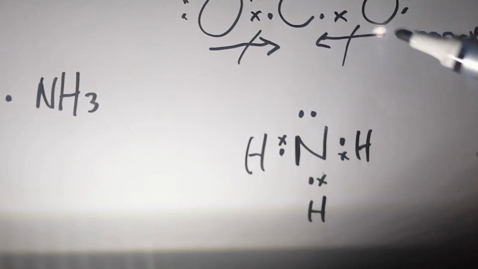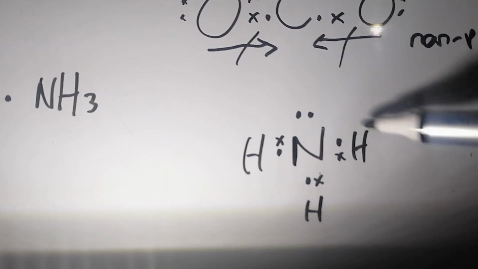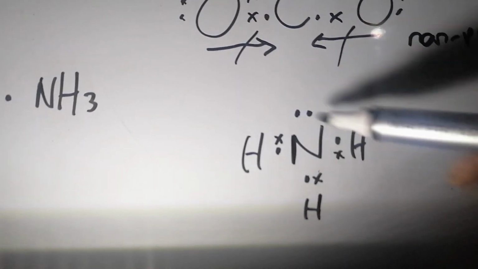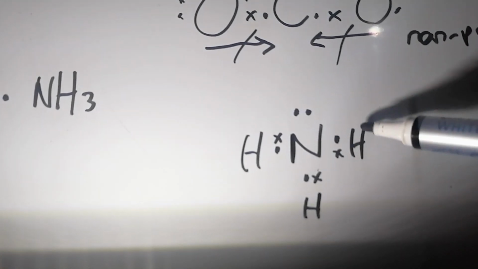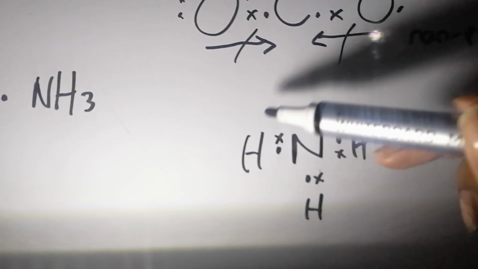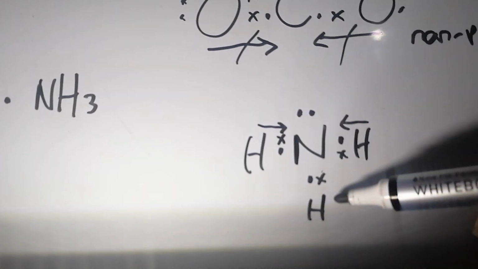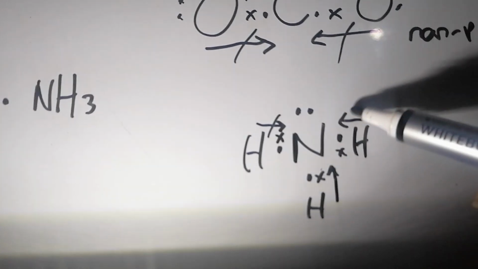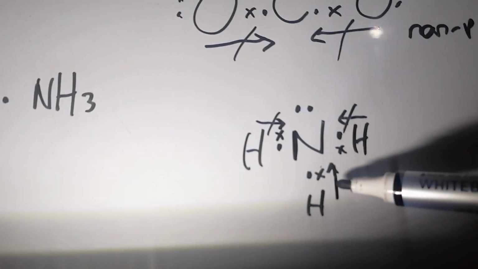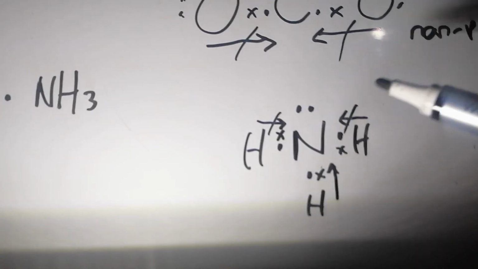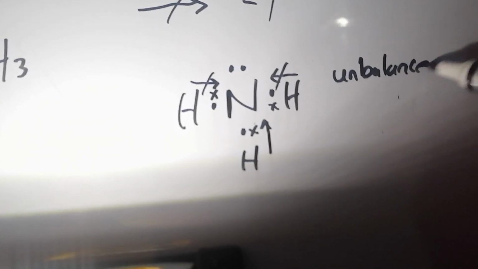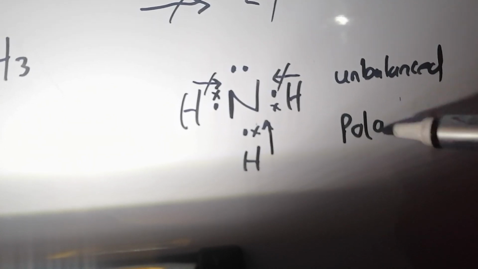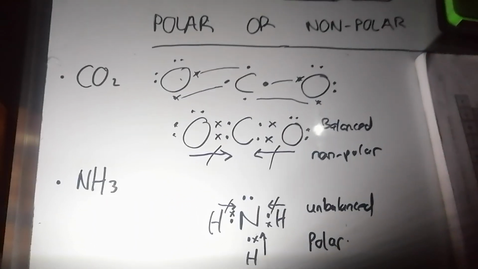Now, let's take a look. Hydrogen has a smaller electronegativity value than nitrogen. So obviously, it's going to go this way. This hydrogen will go that way, and this hydrogen will go that way. Now, what can I see happening here? I can see these two will cancel off, but I'm left with one. So that means this is unbalanced because not everything cancels. So if it's unbalanced, then it's polar. Okay, and that's how you determine whether it's polar or non-polar.